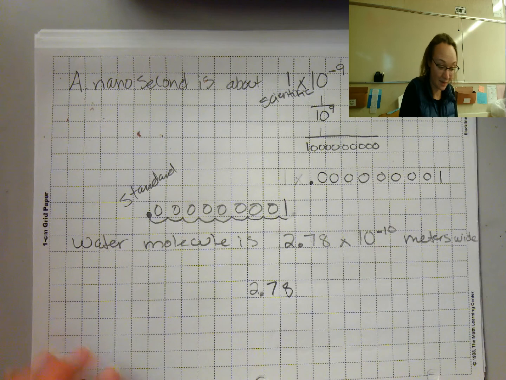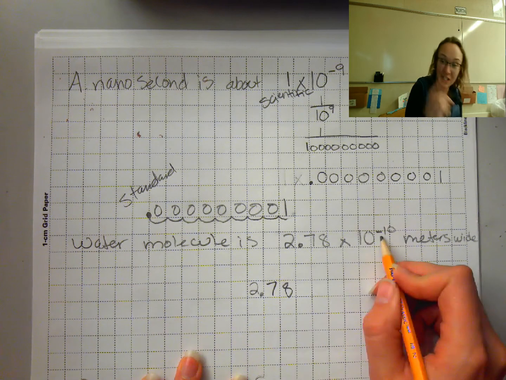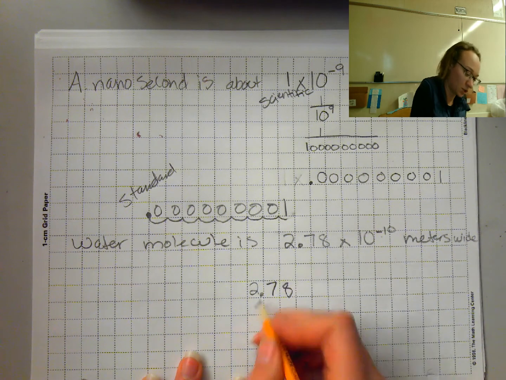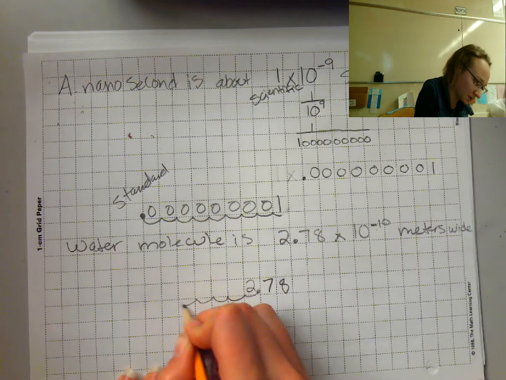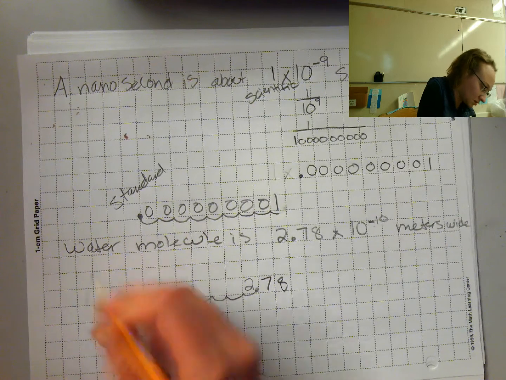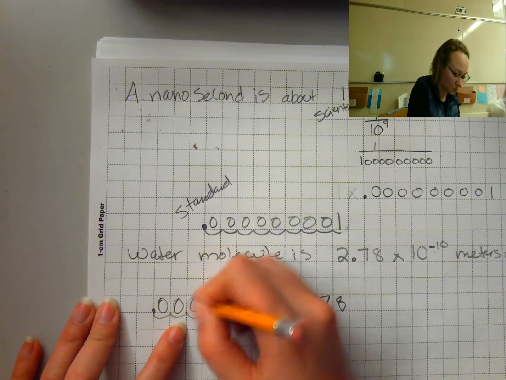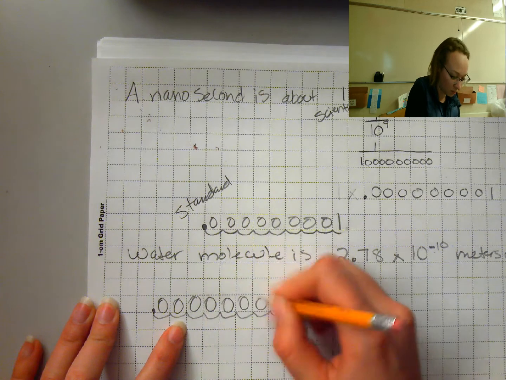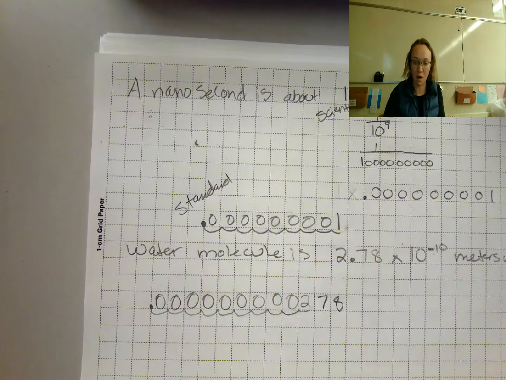So this one, they give us the decimal to start with. But remember, this is a negative, so we're going small numbers. So we're going to go 1, 2, 3, 4, 5, 6, 7, 8, 9, 10. And we're going to fill in all those zeros, 1 for each little bump. That is a small number.